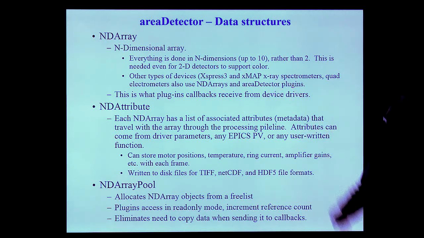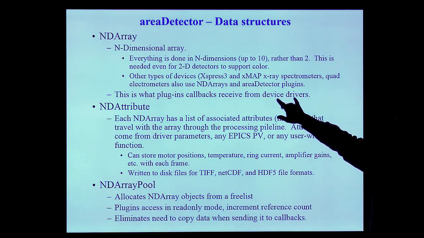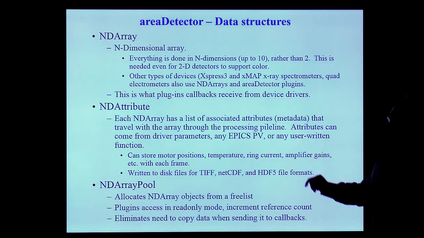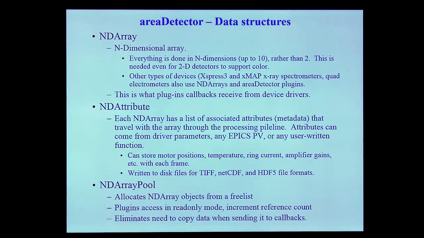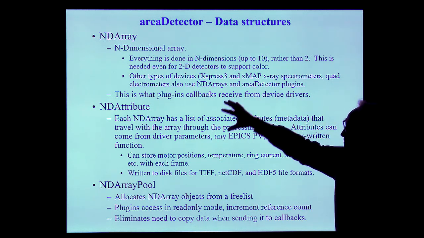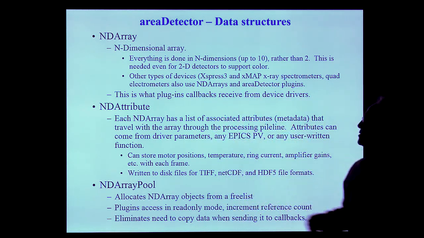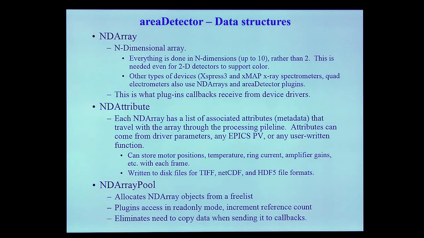Okay, so that's an ND array, and that's what basically the plugins that I'm going to talk about receive a callback every time there's a new image, which is a pointer to one of these things. Then there's a structure called an ND attribute, which is basically used for metadata. So every array can have a list of such attributes associated with it, and they stay with it all the way through the plugin pipeline.